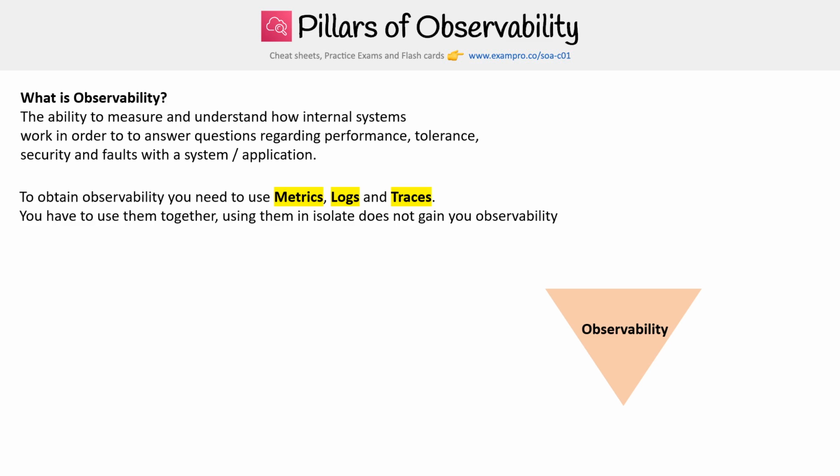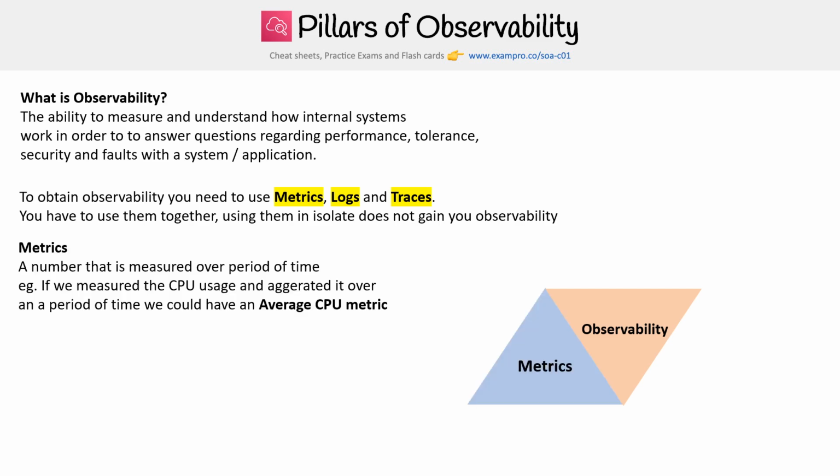And to obtain observability, we need to be looking at three things. That's metrics, logs, and traces. And they need to work together to give us observability. We can't just use them all in isolation and expect that we have observability. They all have to work together. So let's look at those three now, starting with metrics.